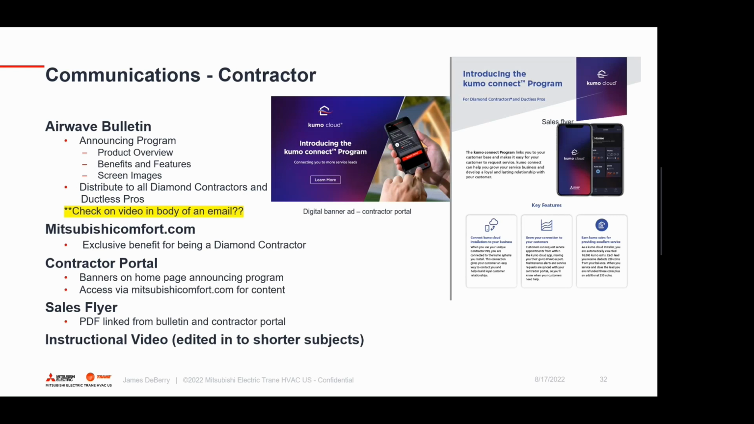As far as how we're going to communicate this out to the contractors, what you see here on the right side of the screen, introducing the Kumo Connect program. This is a digital banner ad that'll be seen within the contractor portal. Once you click on the Learn More button, we have this PDF that you see on the far right. That's basically a sales flyer that walks the contractor through all the new features and benefits of the new program.